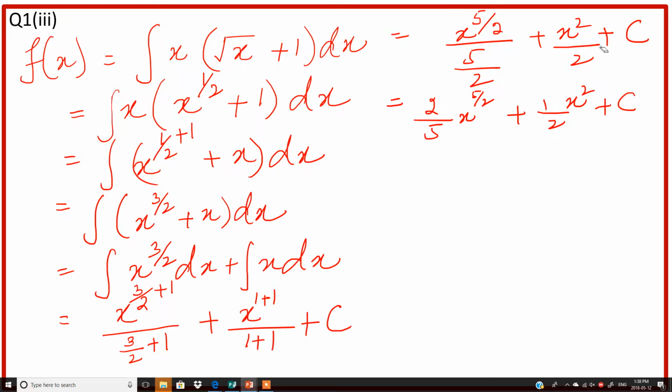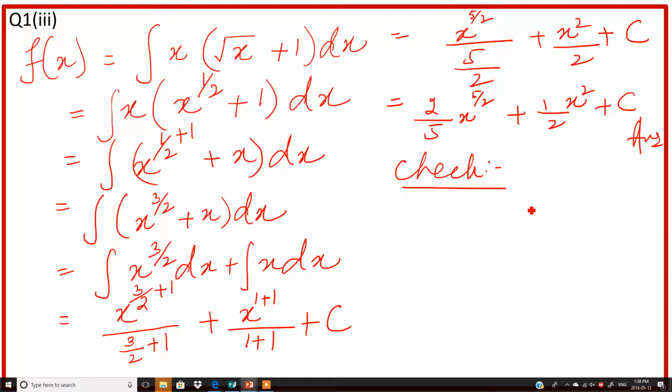But this exponent I can write down here. This is the exponent, x raised to power 5 over 2. So this is our answer. Now suppose in the exam you want to check whether you did your integration correctly or not. This is not part of your question, but you can check it.